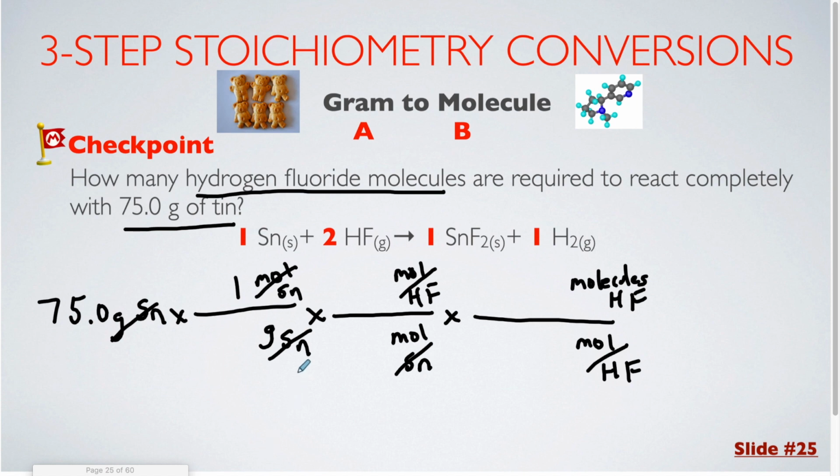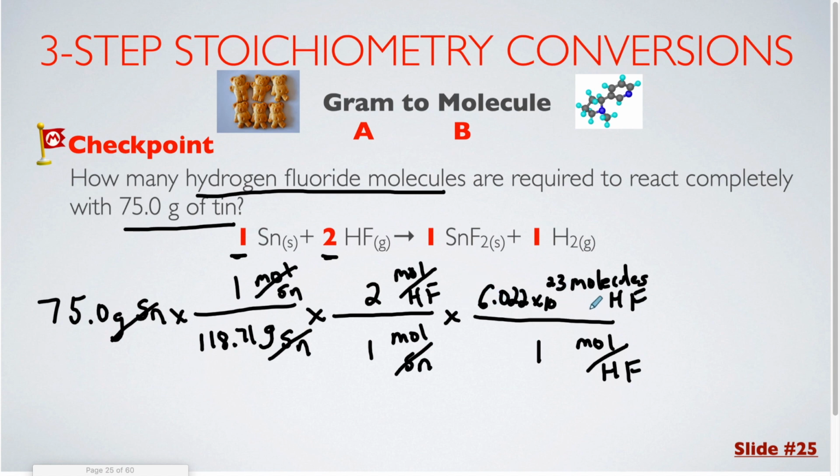1 mole is equal to the mass from the periodic table. Here we just have an element, so we don't have to add any up. It's going to be 118.71. The mole to mole part is from the balanced equation. So I have 2 moles of HF for every 1 mole of Sn. It's going to be 2 over 1. 1 mole is equal to Avogadro's number, when I'm talking about atoms or molecules. And this time it says molecules because we're talking about a compound.